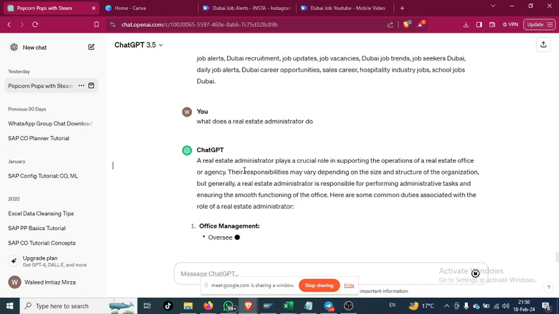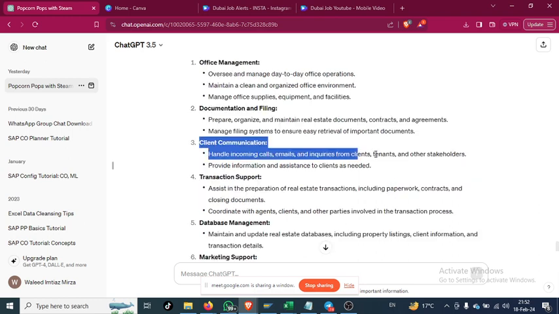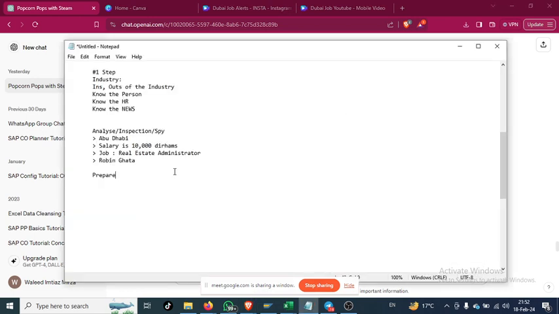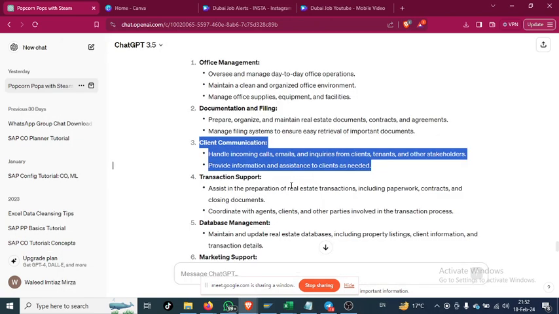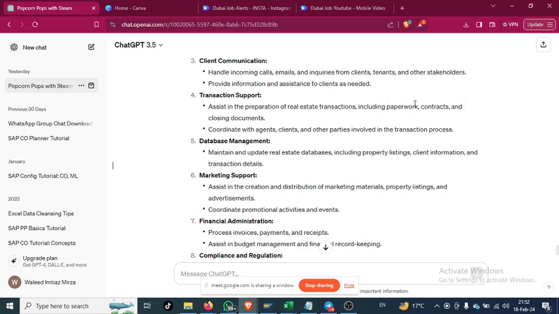Now there are 10 points ChatGPT has given us. Out of that, I will leave out office management. Client communication is important. So what I'll do, copy over here, role: client communication. Transaction preparation: real estate transaction paperwork, contracts, and closing documents.